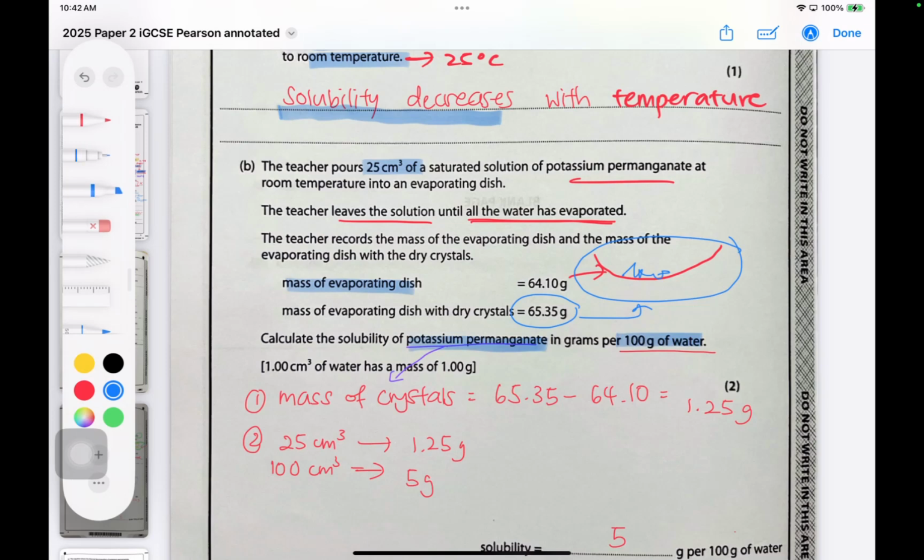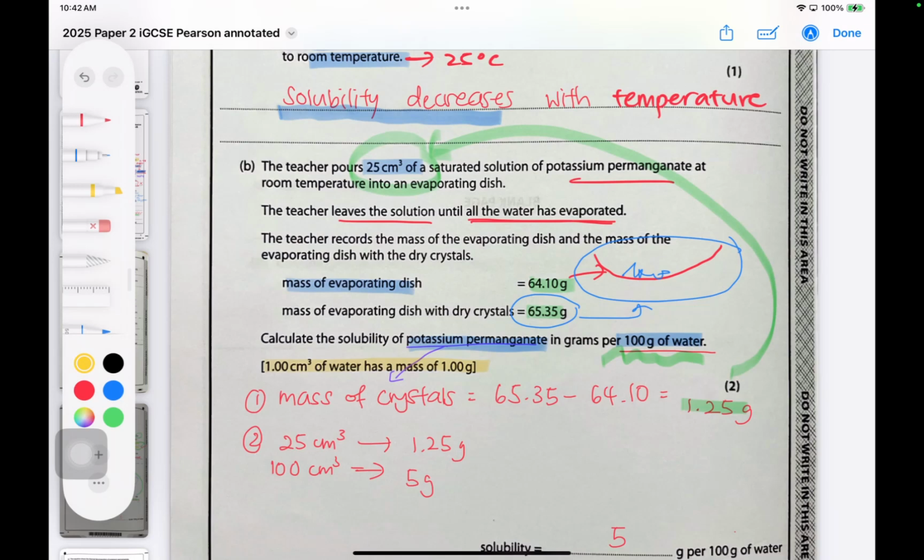So let's try to understand this context first. What you need to do is get the difference in mass, which is 1.25 gram. And this 1.25 gram is technically only in 25 cm cube of water. In this question, they are asking you to find it for 100 gram of water. Water is actually quite interesting. For every 1 cm cube of water, it has a mass of 1 gram. Therefore, the density of water is 1 gram per cm cube, isn't it?